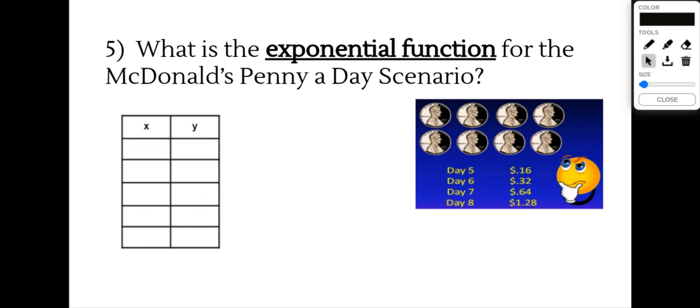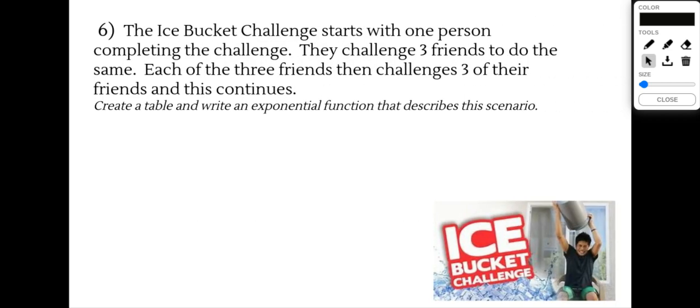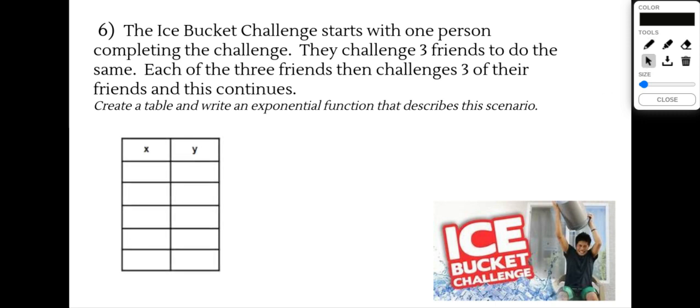Yes, I know you think so. All right, let's try our last one, number 6. This is something you're probably familiar with, the ice bucket challenge, starting with one person completing the challenge. That's where it all started. And then they challenged 3 friends to do the same thing every single day. And it grew exponentially because this whole ice bucket challenge is actually an example of exponential growth. And so what we're going to do is figure out the function rule for it. So we'll start with a table because, like I said, it's always easiest to write an exponential function if you have a table. Organize our information here in a table.